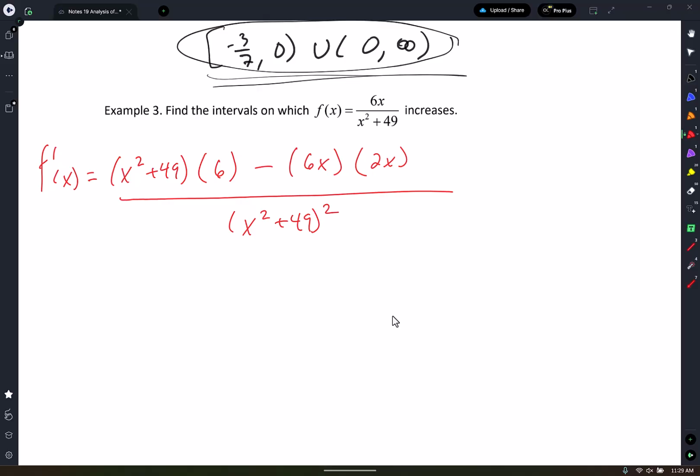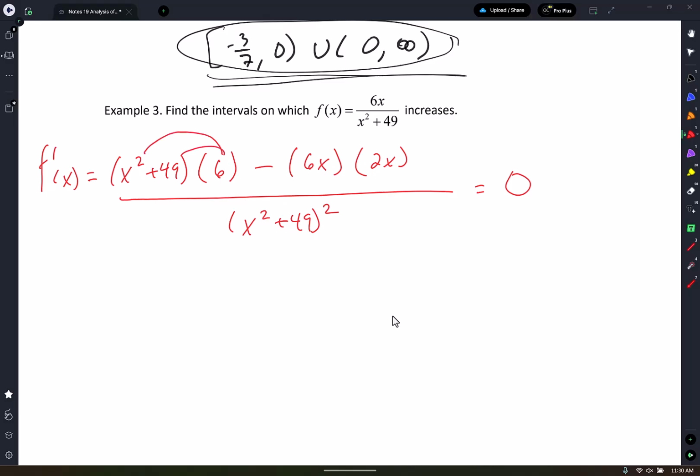I'm going to set this equal to 0. You do not have to pay attention to the denominator. You just have to pay attention to the numerator, because the denominator will never be 0 or undefined. You'll never get x squared plus 49 to equal 0, because it has a plus on it. You don't even have to worry about it because it's always positive, because it's a square. That makes sense, guys. All right, here we go.